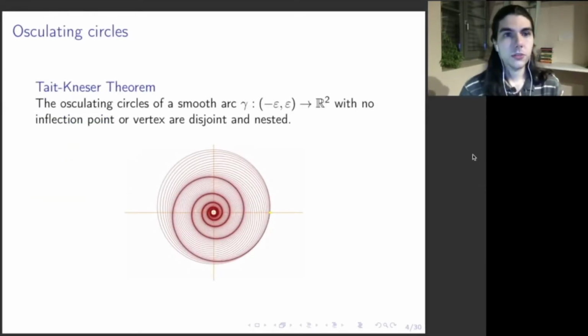So first, let's consider osculating circles. There is a classic result called the Tait-Kneser theorem, which states that the osculating circles of a smooth curve on R2 with no inflection point or vertex are disjoint and nested. So just to remind you, the vertex is the critical point of the curvature of the curve, and as long as there's no vertex or inflection point on this arc, the osculating circles are disjoint. That means they do not intersect if you take any two osculating circles, and they are also nested, which means they are one inside of the other. So we have this pretty picture here, which actually gives a foliation of this region of the plane.